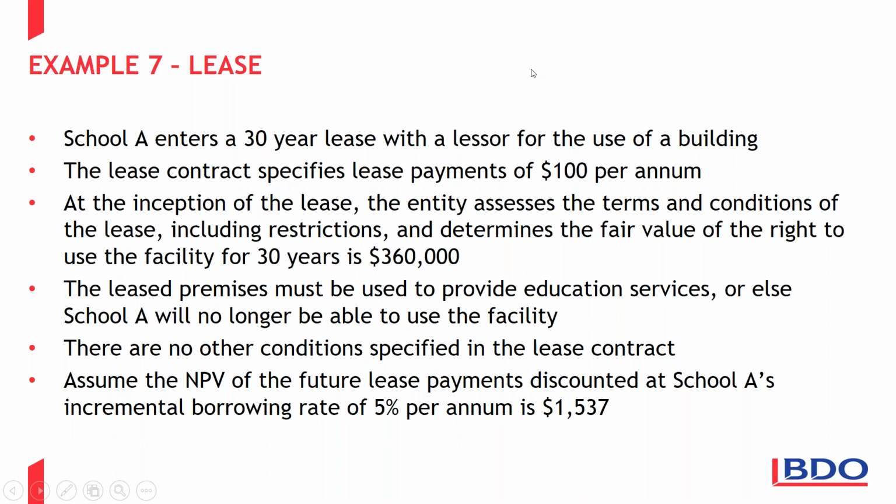The leased premises must be used to provide education services, or School A will no longer be able to use the facility. So this triggers the application of AASB 1058 because the lease has been provided to the school to be able to principally further its objectives as a school. No other conditions specified in the lease. And in this example, we've assumed that the net present value of the future lease payments discounted at the school's incremental cost of borrowing of 5% is 1,537. So that would obviously be the lease liability determination.